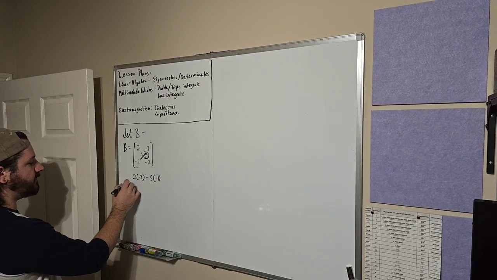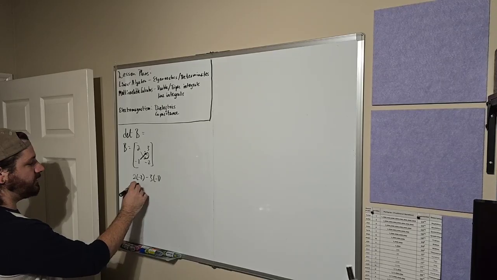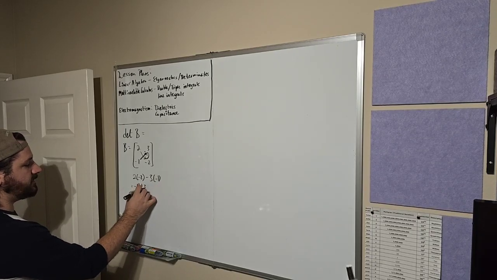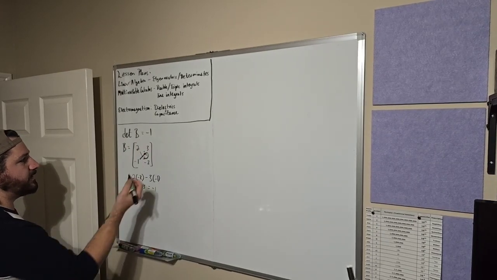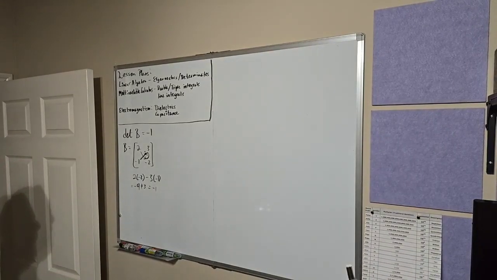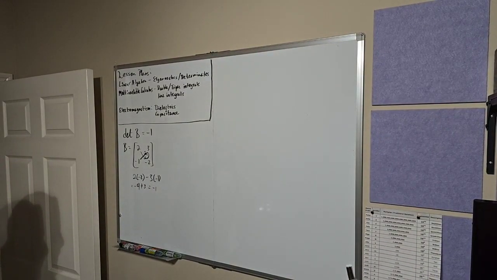And then just math that out really quick. So we get -4 here, and then that's negative and negative, so that's +3, so you get -1. And that's the determinant of B, nice and easy. With 3x3s and bigger, there's more interesting ways.